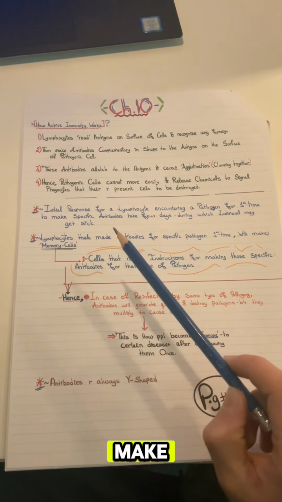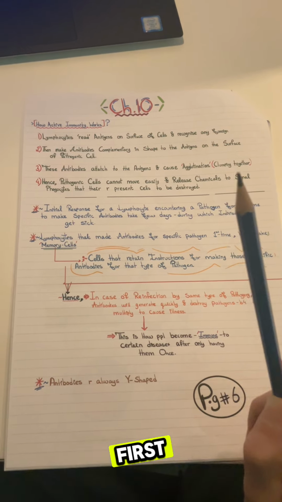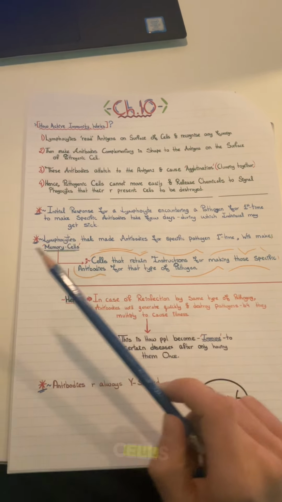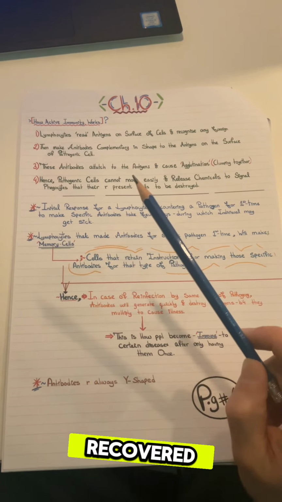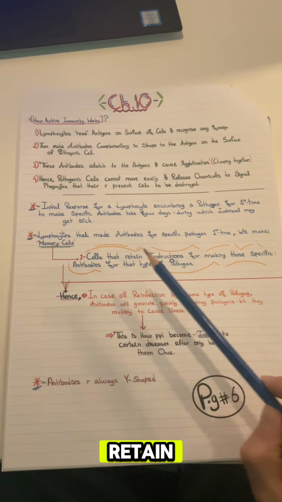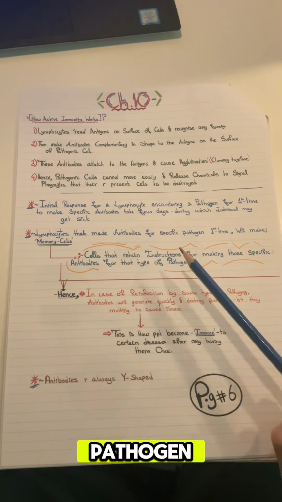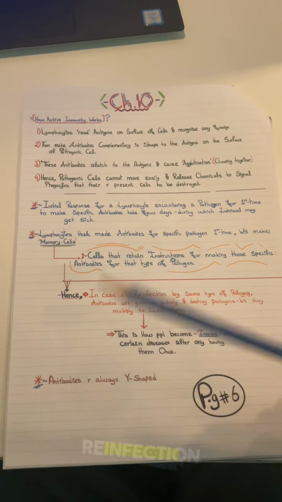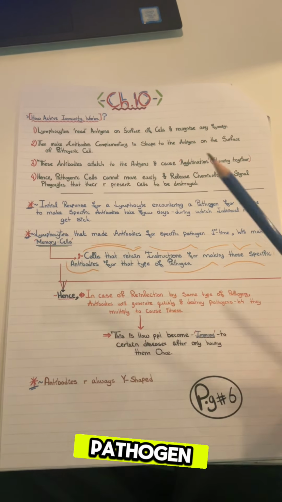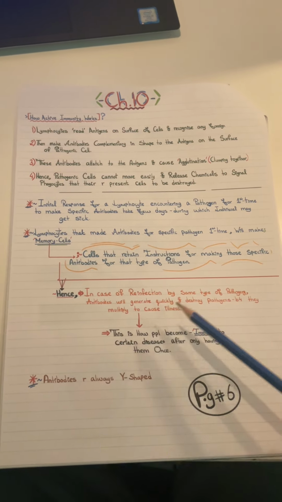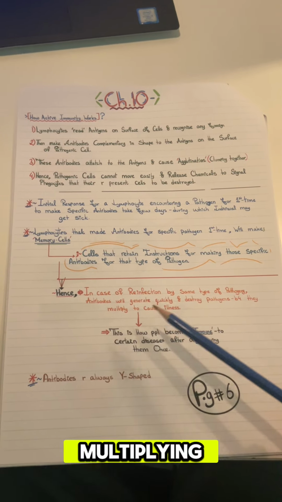Now, lymphocytes that will make antibodies for a specific pathogen for the first time, they will also make memory cells. After you have recovered, memory cells will still retain the instructions for those specific antibodies for that type of pathogen. So later, in case of reinfection with the same type of pathogen, antibodies will generate quickly and destroy the pathogen before they are multiplying to cause illness.